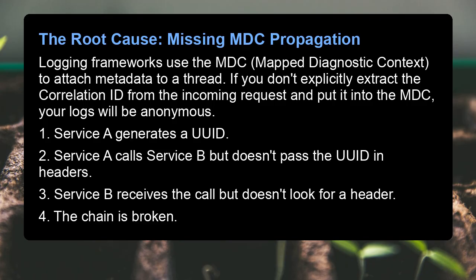1. Service A generates a UUID. 2. Service A calls service B but does not pass the UUID in headers. 3. Service B receives the call but does not look for a header. 4. The chain is broken.